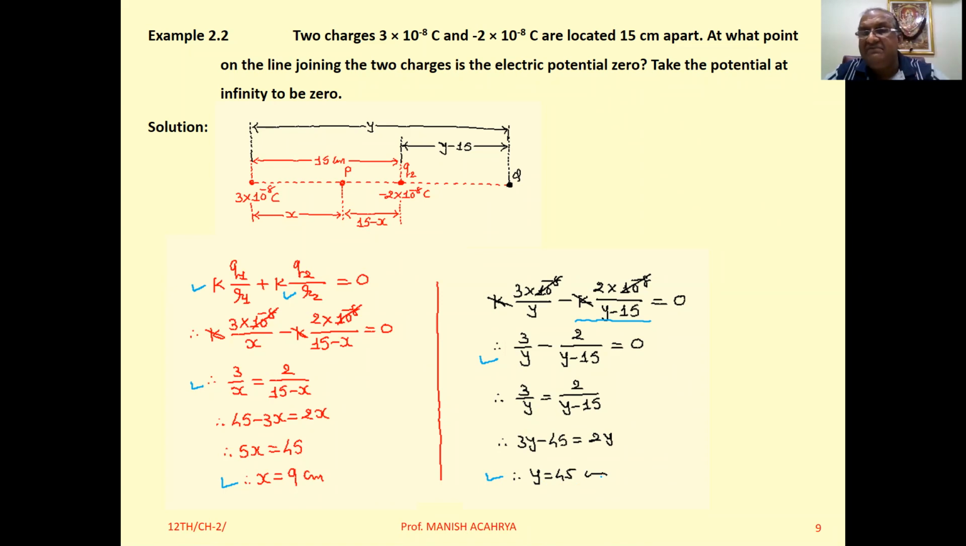Okay, it implies that we can say the another null point that is at 45 centimeter from charge 3 into 10 raised to minus 8 coulomb towards the negative charge. Or we can say that another null point that is at a distance 45 minus 15 means 30 centimeter from minus 2 into 10 raised to minus 8 coulomb. Clear to all of you?